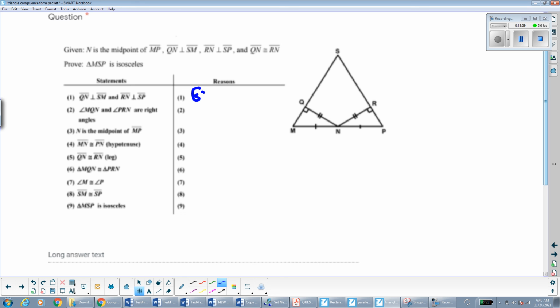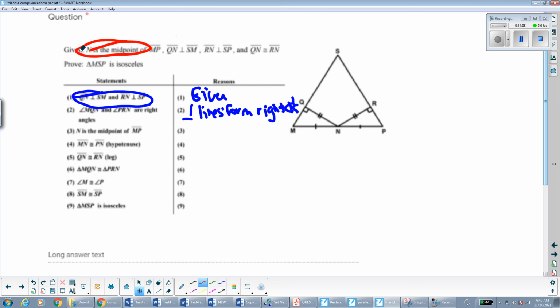First up is the givens. That is the given information. So how did we know that we have right angles? Well, that comes from perpendicular lines in the given. So I'm going to write here, perpendicular lines form right angles. How did we know that N is the midpoint of MP? Well, that was given to us. So let me write given here. That's where I got that from.